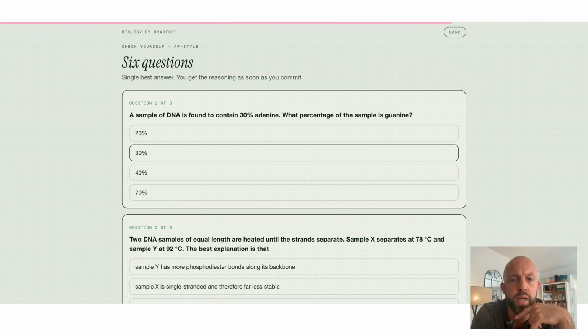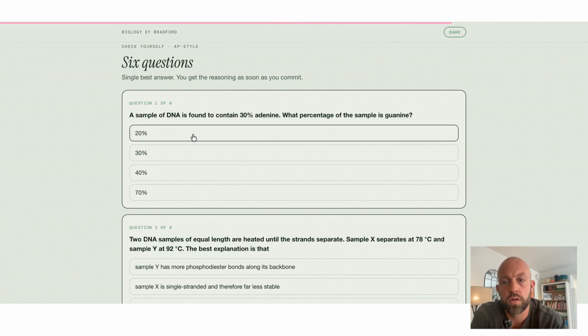So a sample of DNA is found to contain 30% adenine. What percentage of the sample is guanine? So if adenine pairs with thymine, 30 plus 30 is 60. And then G pairs with C, so divide 40 by 2, we've got 20%.